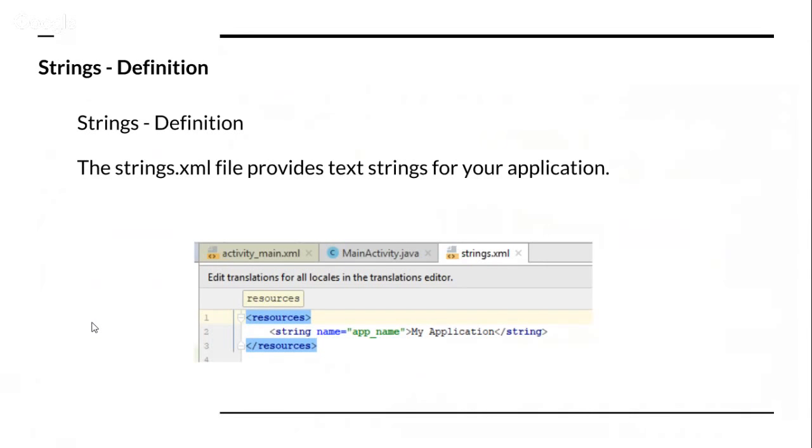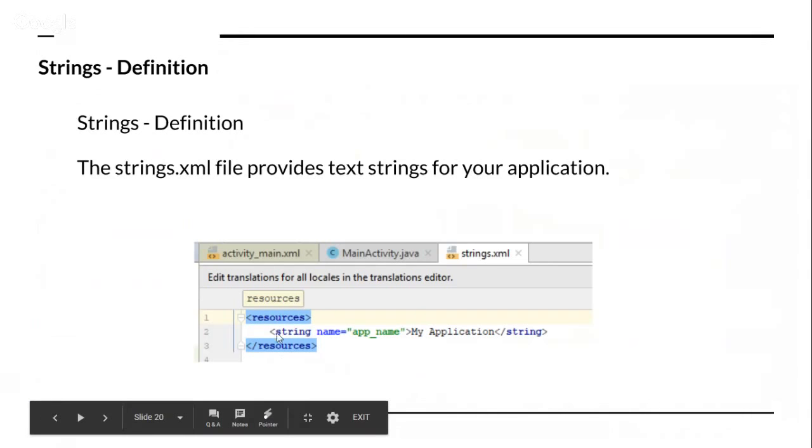Let's come to string. What exactly does string.xml mean in Android? It's exactly a file. Your app name will be inside your string.xml file.